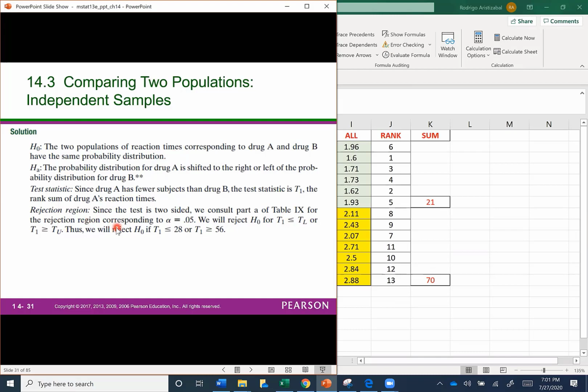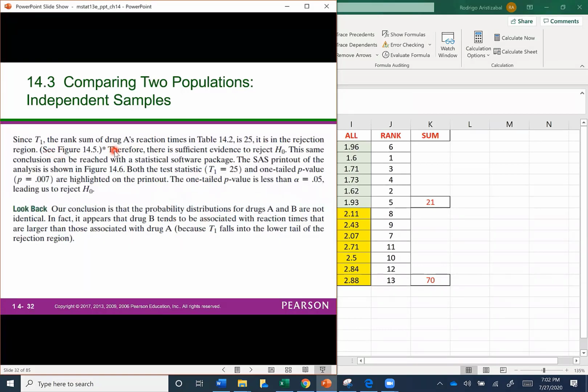Then my rejection region must be found in the table. In the table, we need to go to the significance level 0.05 with n1 = 6 and n2 = 7. We found these two values, 28 and 56. Because 25, my test statistic, falls in this region, we have sufficient evidence to reject the null because it falls in the rejection region. And that is my conclusion.